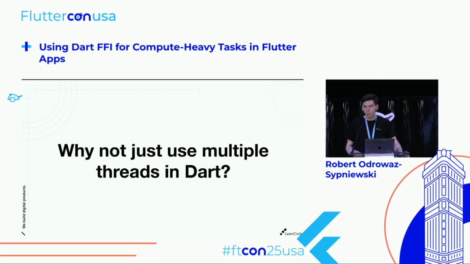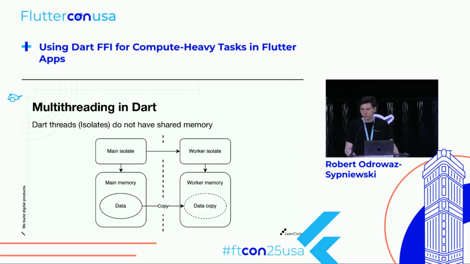So let's first discuss what other options we have than FFI, because FFI is not a silver bullet, and there are disadvantages of this approach. The first obvious option is using just multiple threads within Dart. So staying in the Dart ecosystem, but using multiple threads to compute our task in parallel. The main problem with using threads in Dart is the implementation of threads in Dart. Threads are exposed as isolates, which, as the name suggests, are isolated.